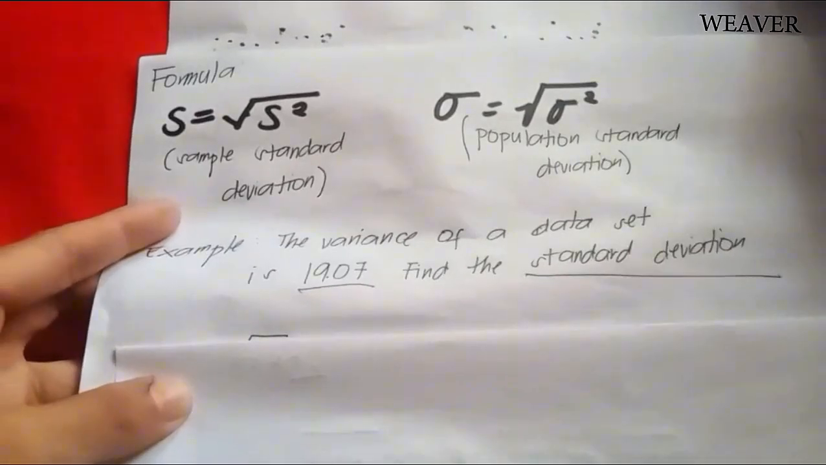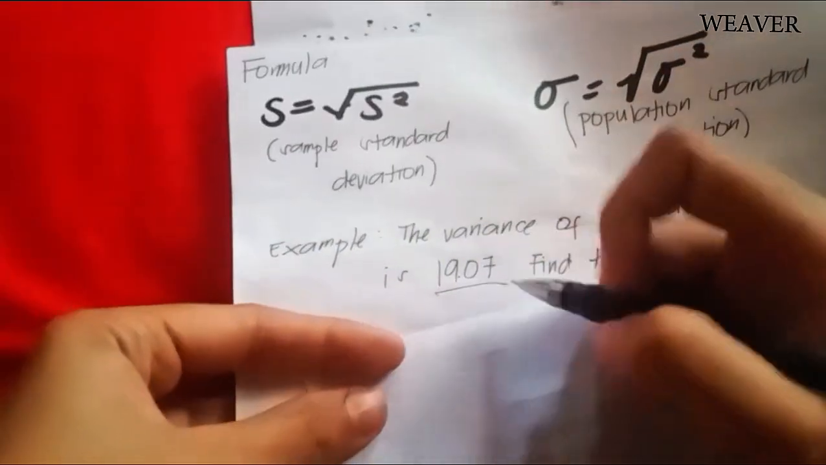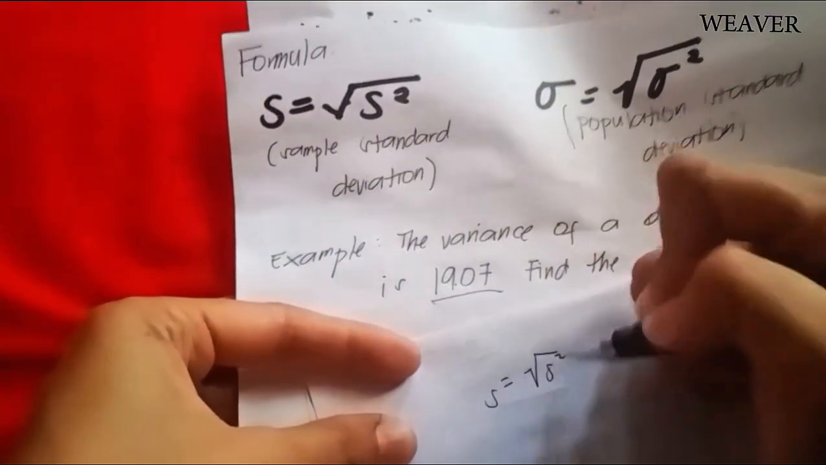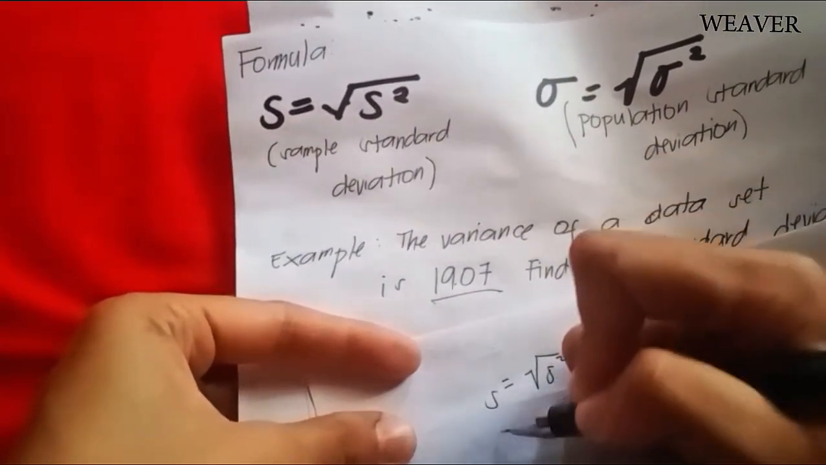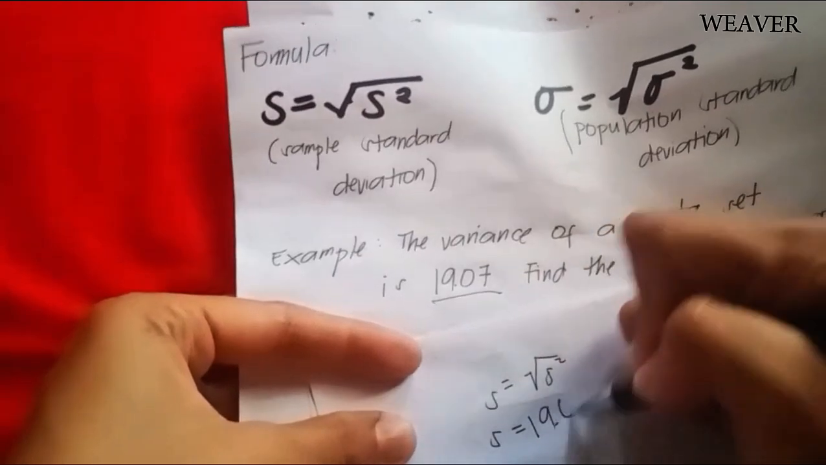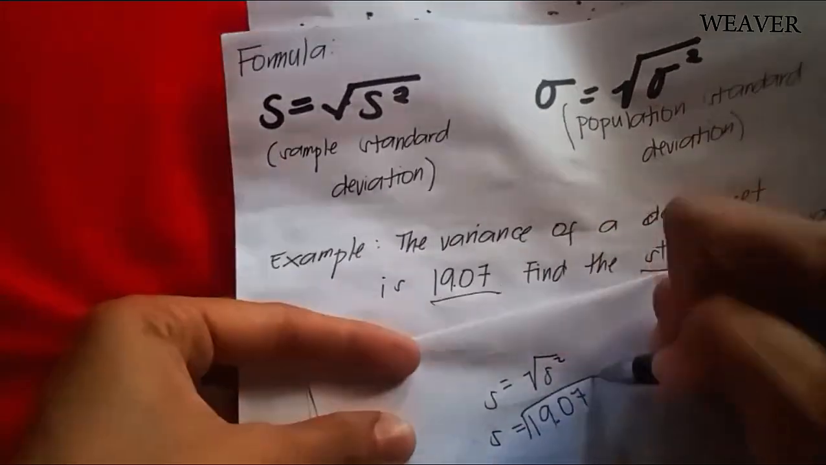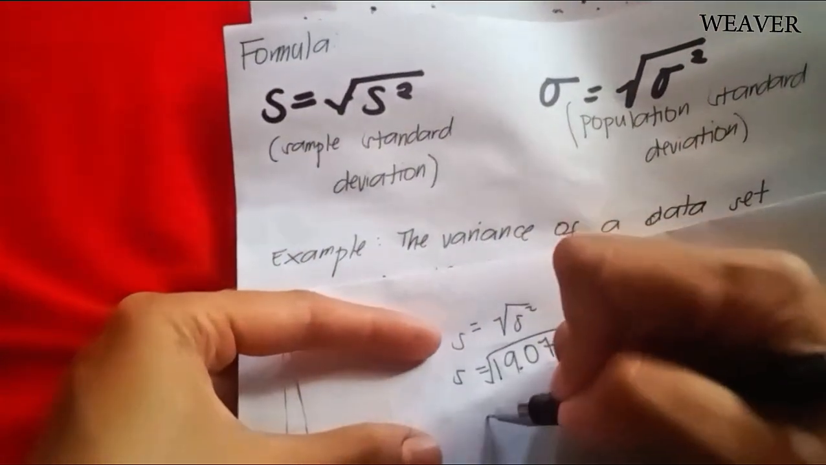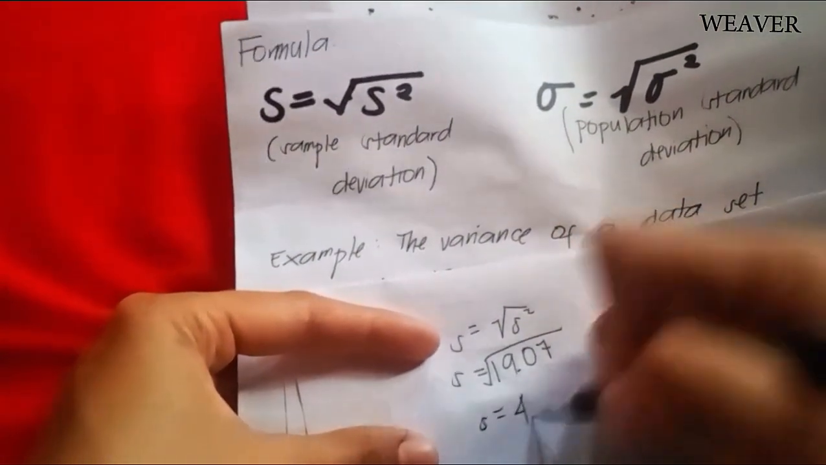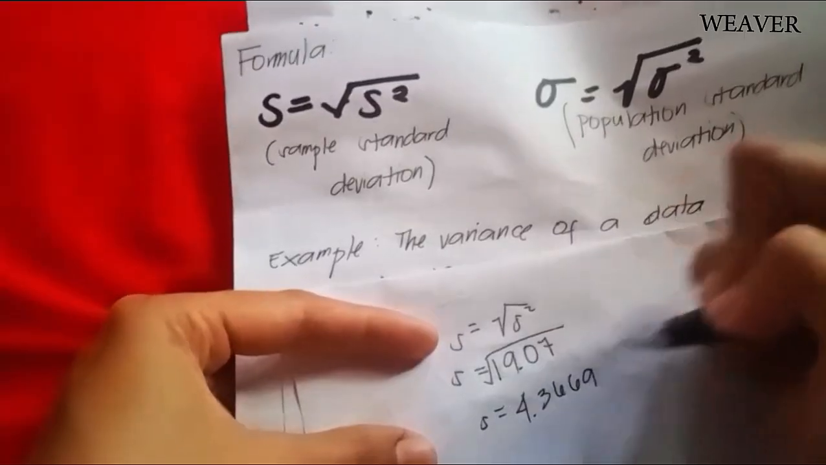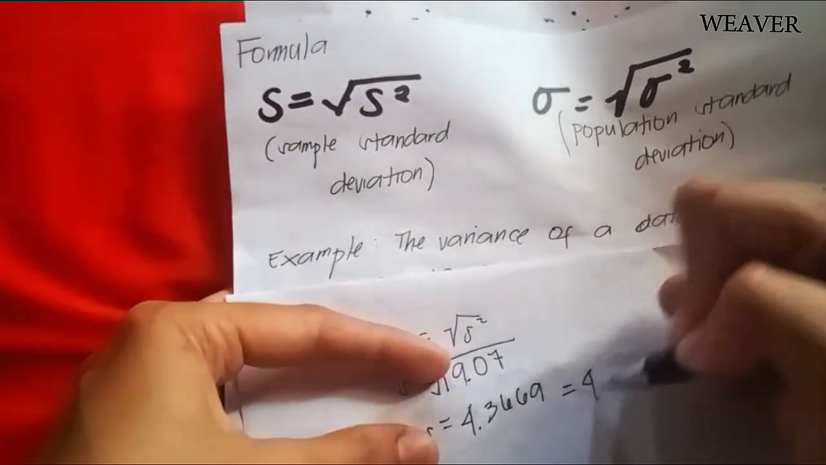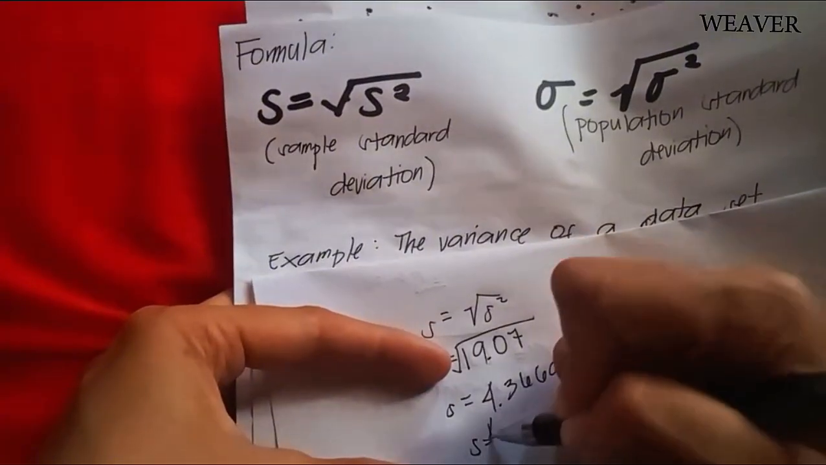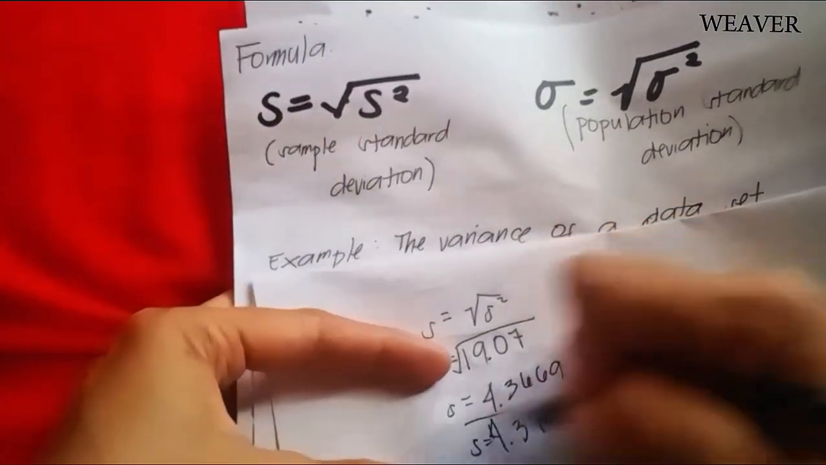To find the square root of the variance, we just have to copy the formula. This represents the variance, which is 19.07. Just find the square root of 19.07, which is 4.3669, or rounded off, 4.37. The standard deviation is 4.37.